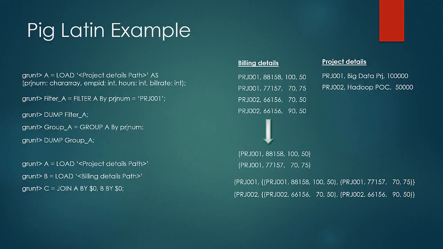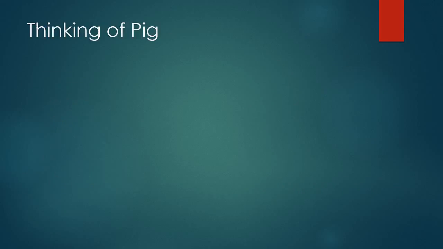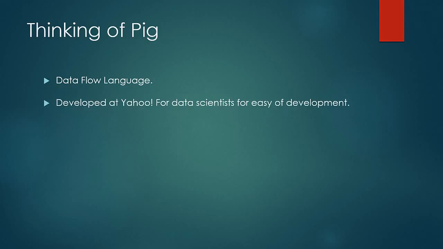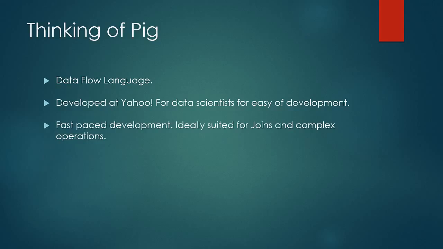So when you think of Pig, always remember these points. Firstly, it is a data flow language. Then it was designed for data scientists who didn't have a Java or complex language background. Hence, this is a high-level language which is easy to implement. It was developed for fast-paced development of a solution and is ideally suited for complex operations like the join operations. It is almost as capable as MapReduce but not as completely strong.